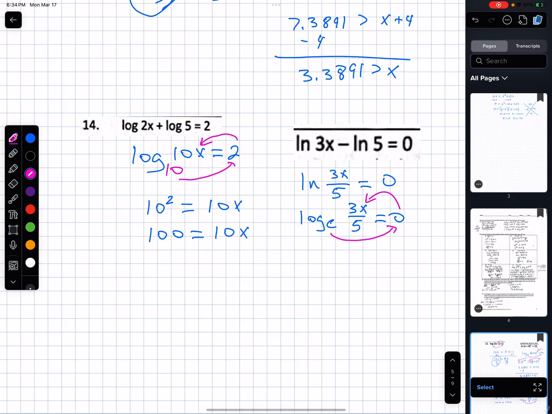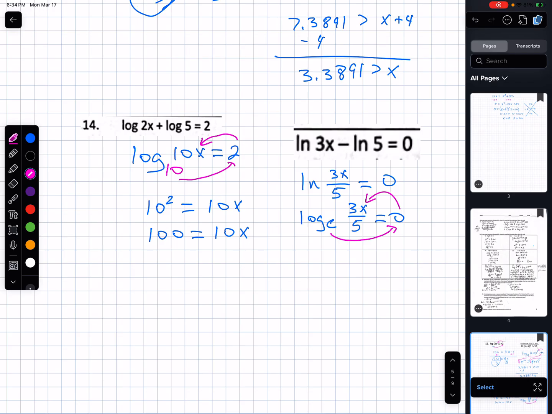Look. e to the what? It's still e to the power of 0 equals 3x over 5. Yes. So draw those arrows. They'll help you, because it'll solidify that pattern in your head. And you could even draw those arrows in a different color, because then you'll be happy because you see purple.